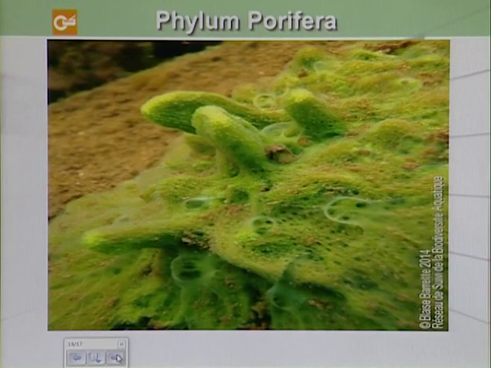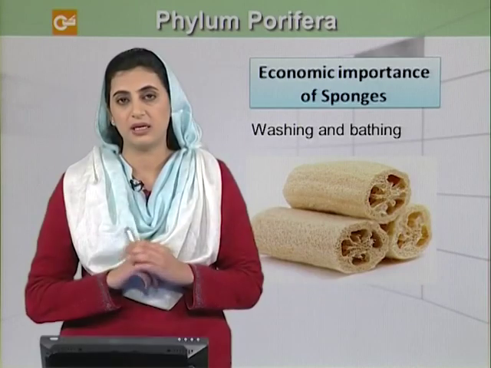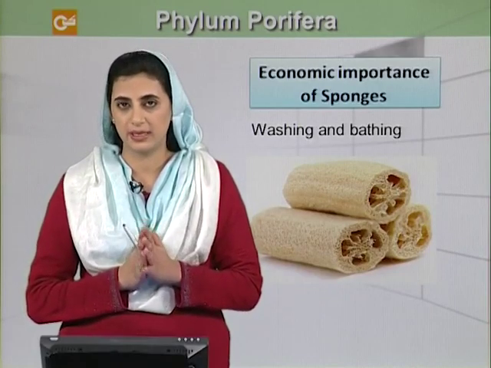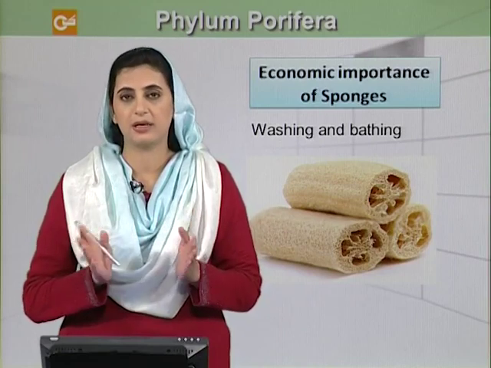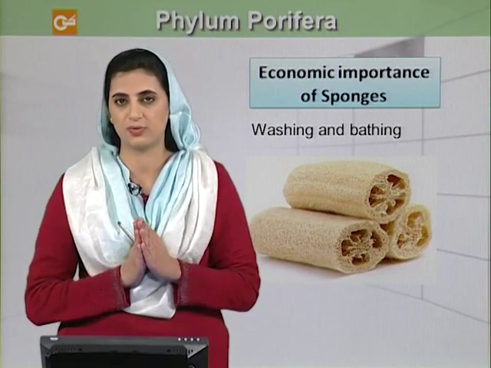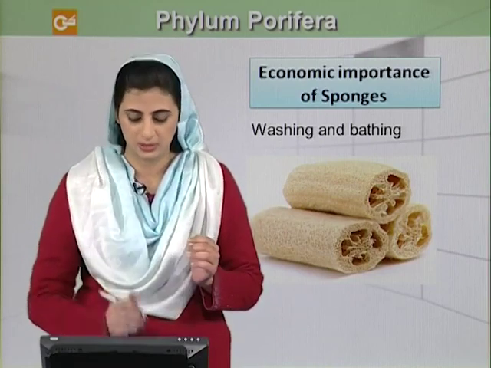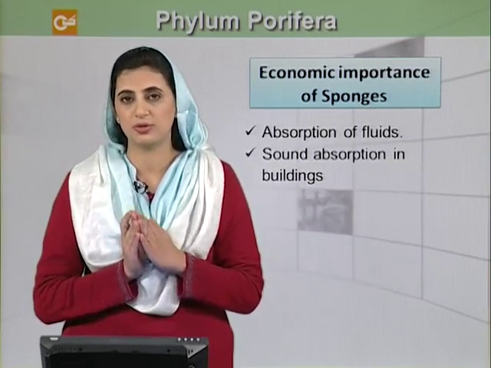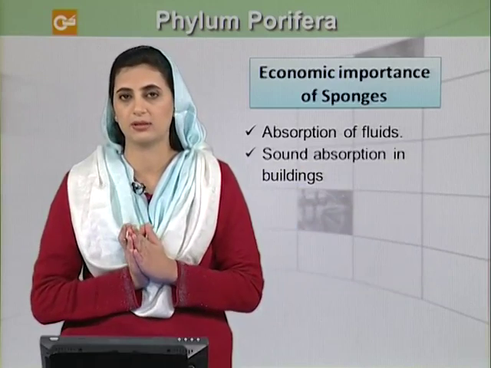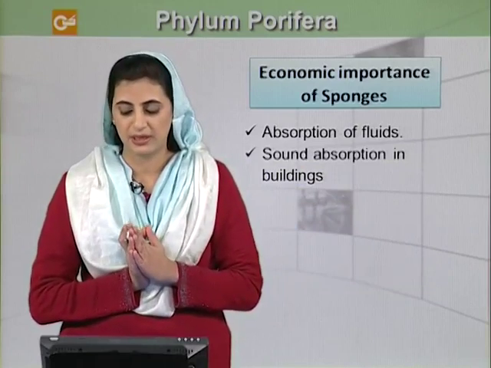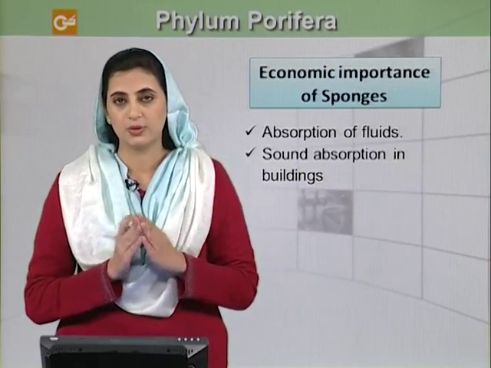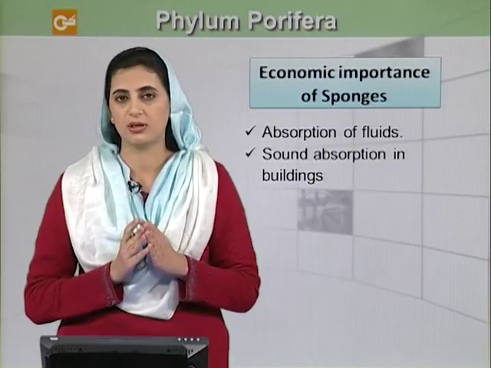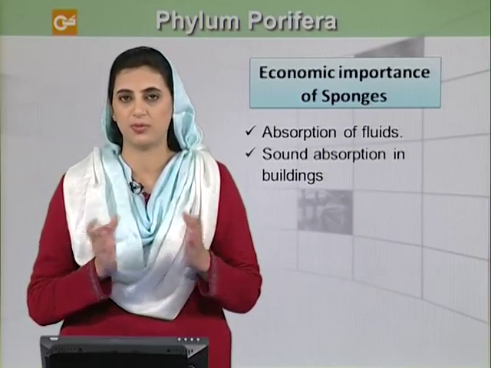The next example is Spongilla, a freshwater sponge. These sponges are economically very important, and they have been used since ages for washing and bathing. They are also used in the absorption of fluids and blood during surgical operations, and in sound absorption in buildings for making them soundproof.